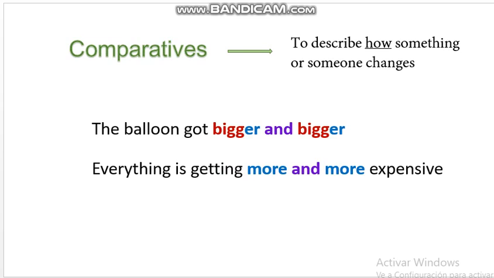When we want to describe how something or someone changes, we can use two comparatives with the word and. We say, the balloon got bigger and bigger. So that means that the balloon got too big, huge. Everything is getting more and more expensive. So something is getting a lot more expensive.